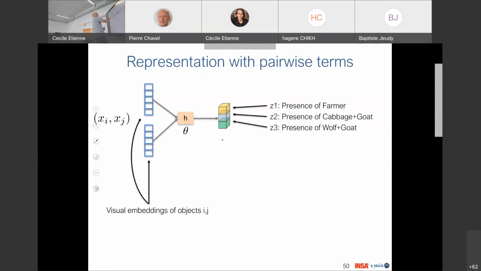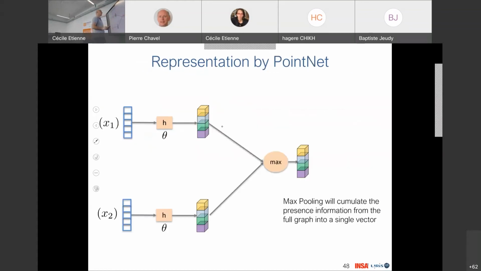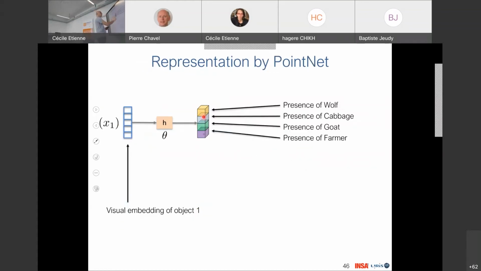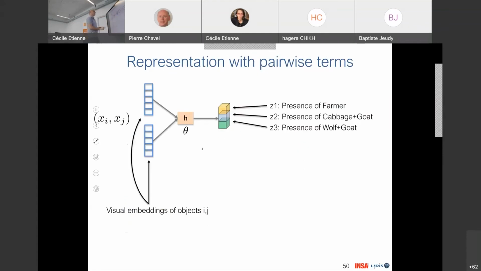So going back to the second type of model, again, we have these pairs here. Then we can see we can survive with only 3 values. Before we had 4 values, remember? 1, 2, 3, 4. Now in this version, we can survive with only 3 of them. The first one is the presence of the farmer. The second one is the presence of cabbage and goat. And the third one is the presence of wolf and goat. And these are the danger items, right?